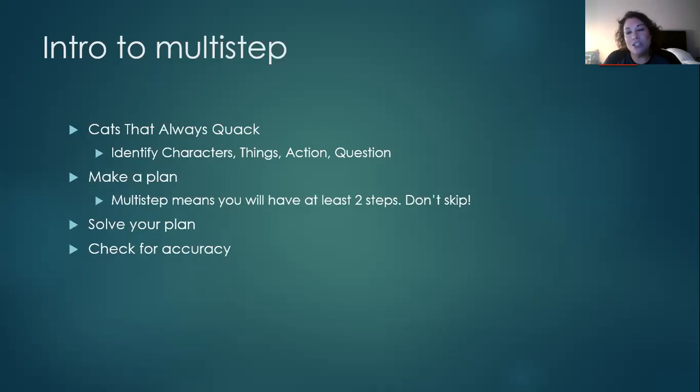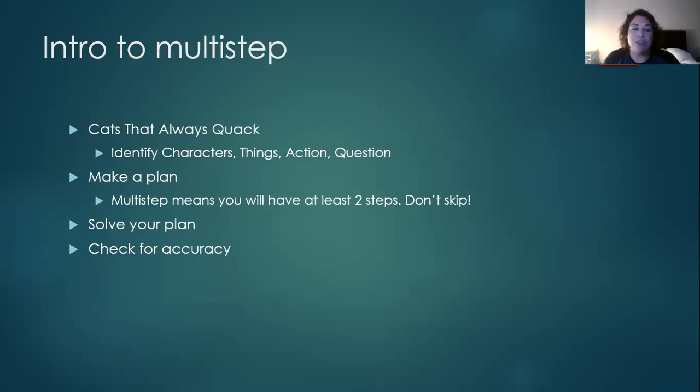And then of course the question. We have to focus on the question to make sure the answer that we come up with actually answers the question and not something different. Once we identify those things, we're going to make a plan. Anytime you're doing a multi-step problem solving, it means you're going to have at least 2 steps. Don't skip this part. You've got to make your plan out so you know exactly what to do. After that, you're going to solve your plan, and then you're going to check for accuracy.